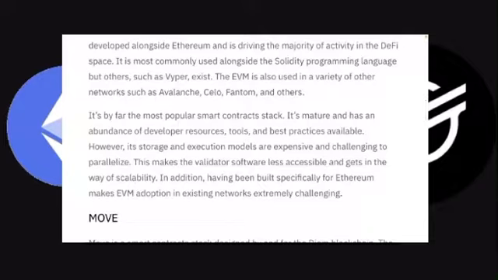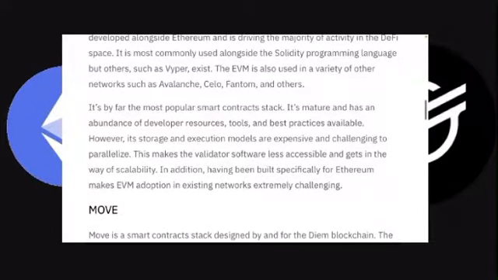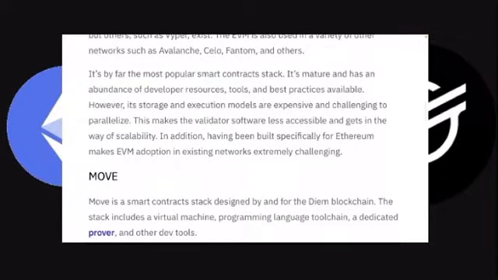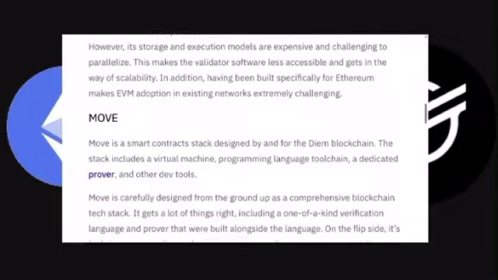However, its storage and execution models are expensive and challenging to parallelize. This makes the validator software less accessible and gets in the way of scalability. In addition, having been built specifically for Ethereum makes EVM adoption in existing networks extremely challenging.